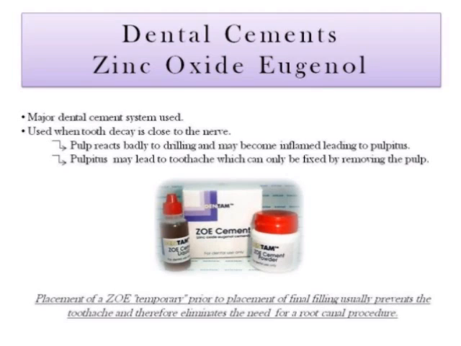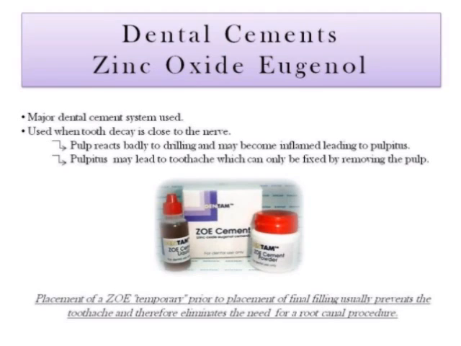Zinc oxide eugenol, also known as ZOE, is one of the major dental cement systems used by dentists. ZOE can be used as a filling or cement material in dentistry, as mentioned previously. It is often used when the tooth decay or cavity is very deep or very close to the pulp. This is because the tissue inside the tooth reacts badly to the drilling of dental equipment. Because of this, it frequently becomes severely inflamed and precipitates a condition called chronic pulpitis.